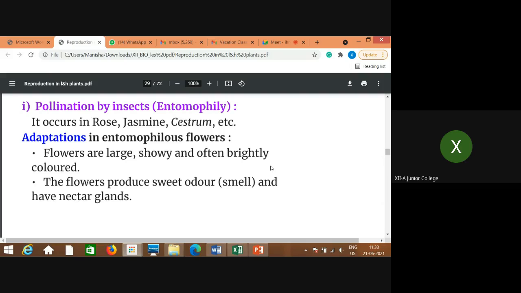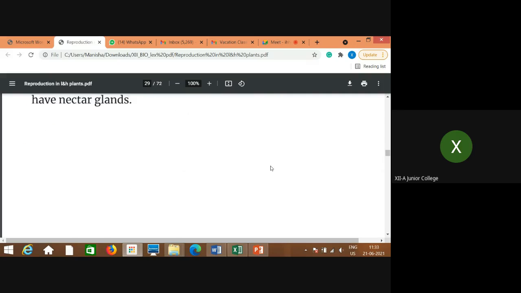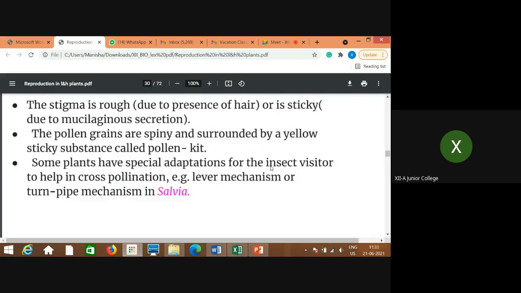The flowers produce sweet odor, also to attract the insect, as well as nectar. So to get the nectar, insects also get attracted towards the flower.